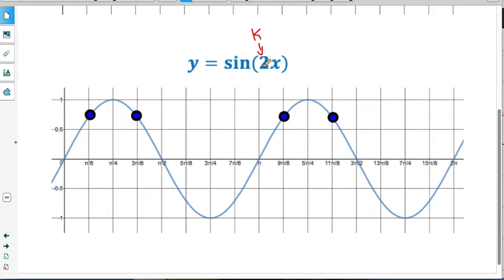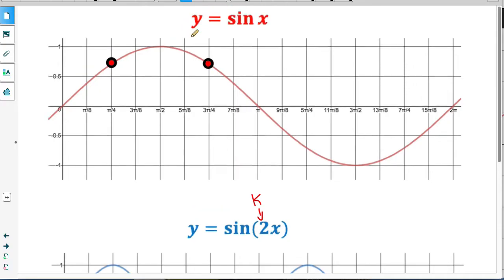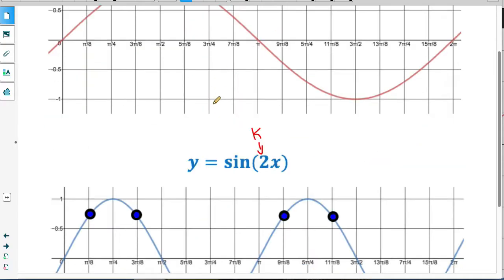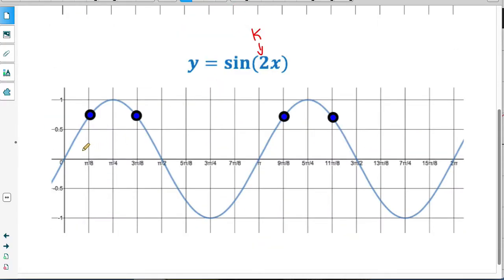So since k is 2, how would it transform the graph of y equals sine x? It would do a horizontal compression by a factor of a half. So the horizontal length of one cycle is going to be half as long as that of y equals sine x, right? It completes one full cycle in pi radians instead of 2 pi radians. And so between 0 and 2 pi, this function now completes 2 complete cycles.